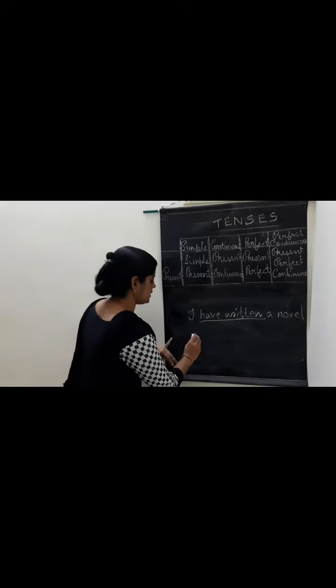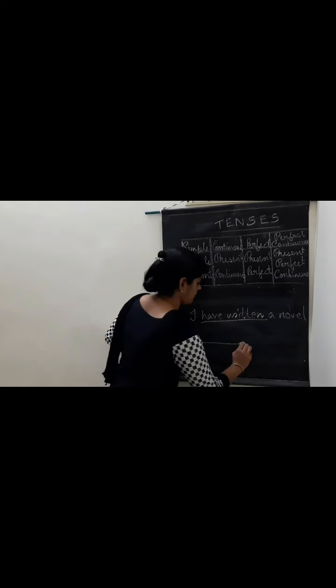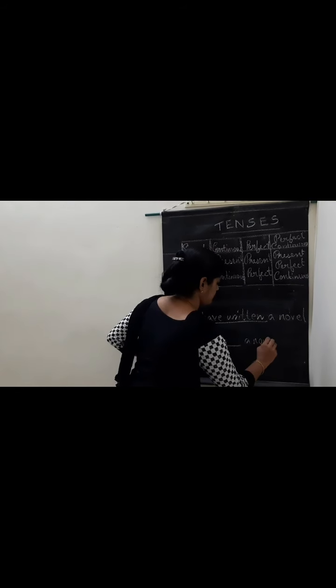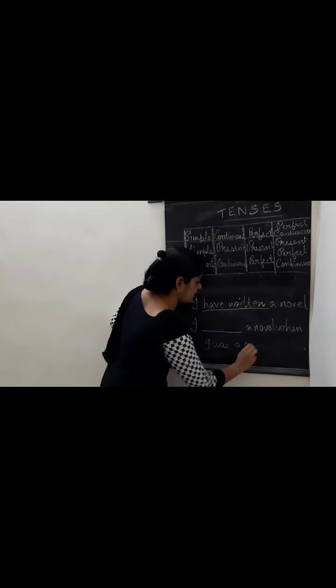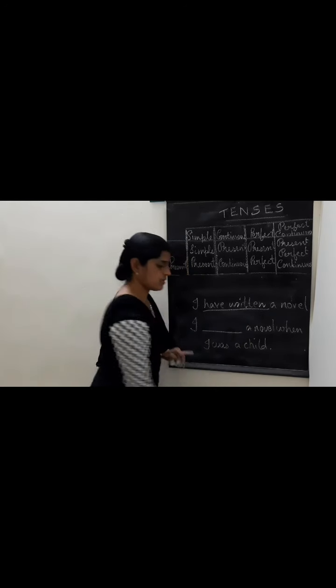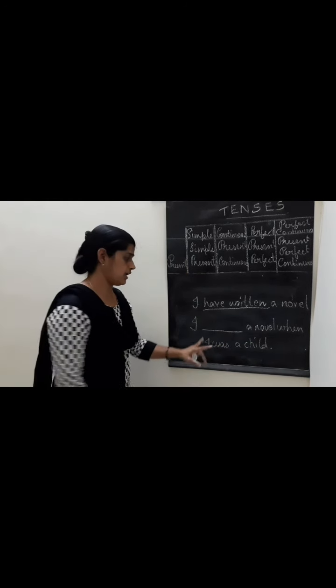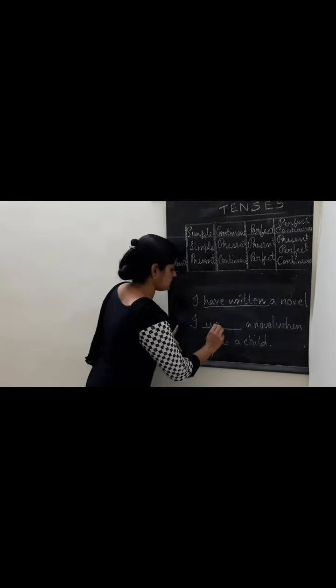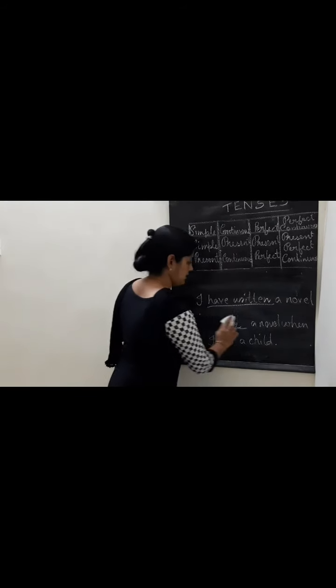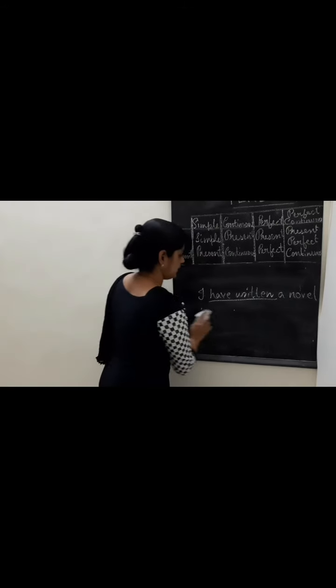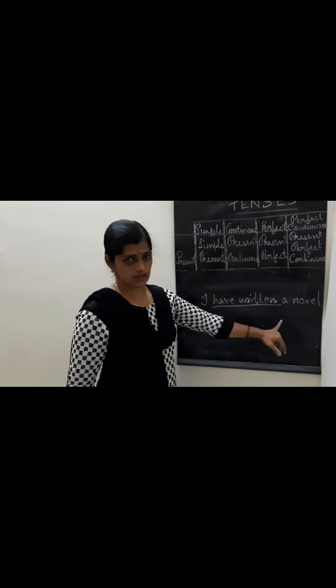But if I say I wrote a novel when I was a child, here the specific time in the past is mentioned. It happened when I was a child. So here the verb is I wrote. I wrote a novel when I was a child. But in the other case, it is I have written a novel.